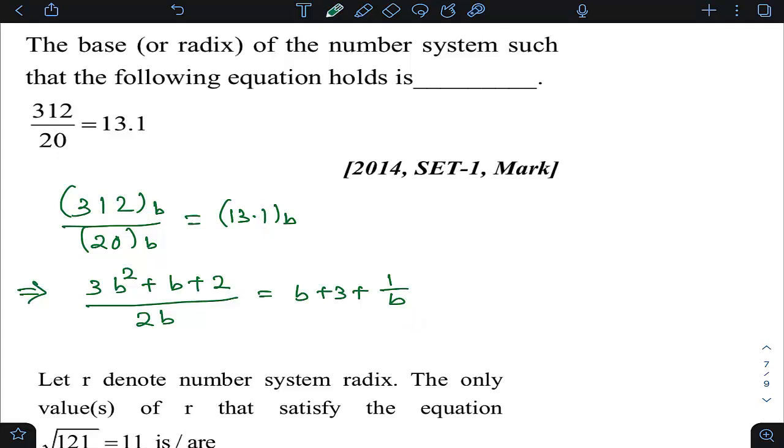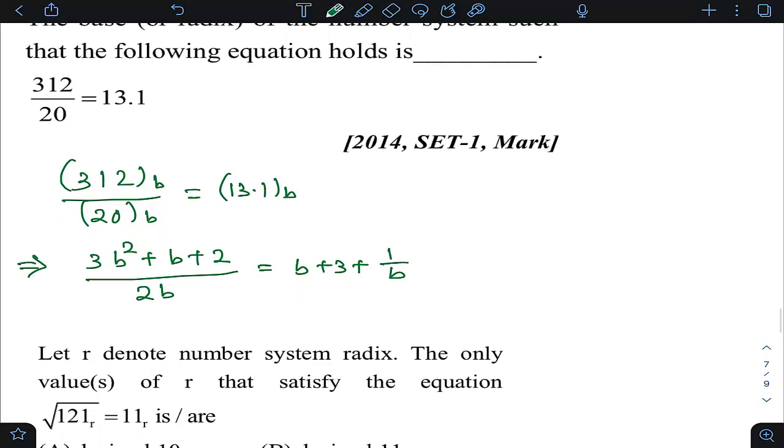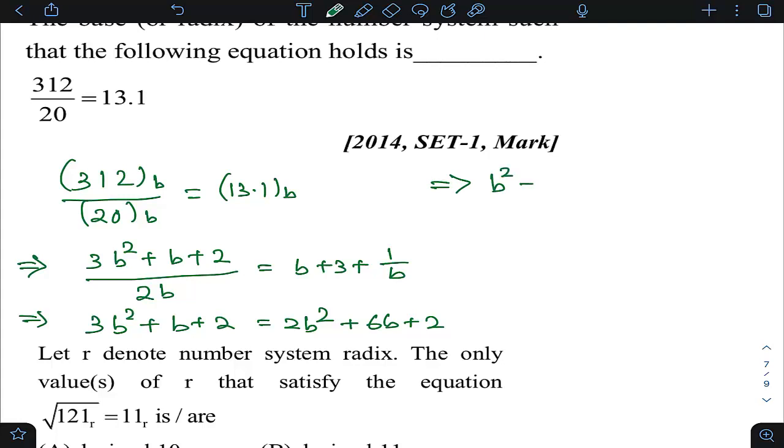So this is the equation we have. Let us simplify this. Then it is 3b square plus b plus 2 is equal to, if I do the cross multiplication, 2b square plus 6b plus 2. Is that fine? Yes, plus 2. So this implies 3b square minus 2b square is b square. Then b minus 6b is minus 5b. And 2 cancels out, this equals 0.